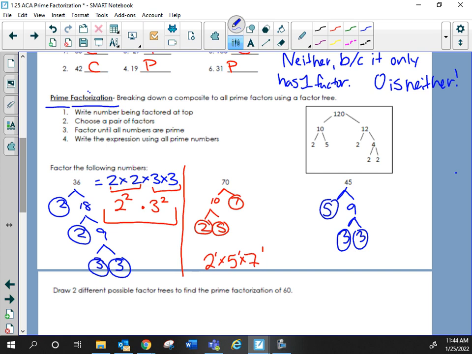So, Kennedy. 3 squared times 5. 3 squared, 3 to the power of 2, because there's 2 of them, times 5. Again, that would be 3 times 3 times 5, but because there's a repeated factor, you can square it. Are y'all good with that? Okay.